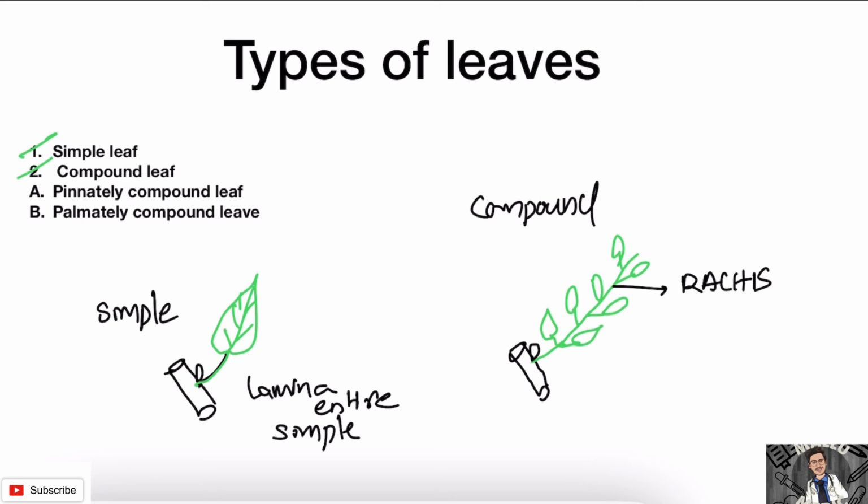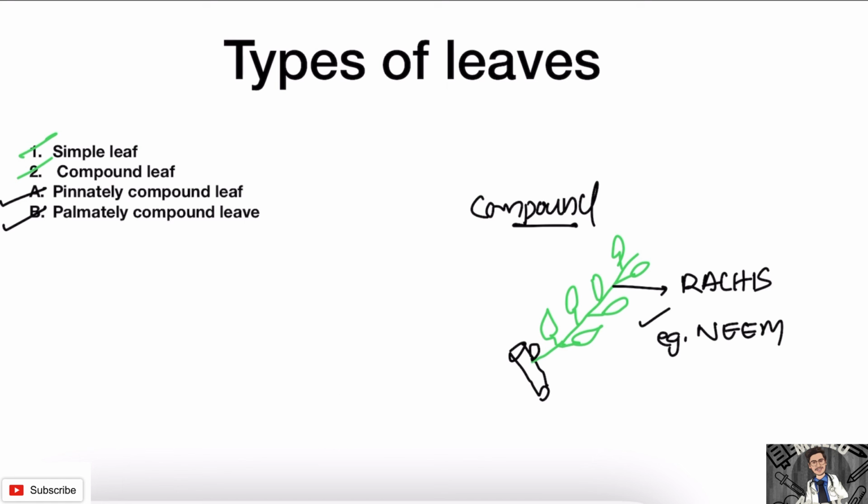So a compound leaf is again divided into pinnately compound and palmately compound leaf. Pinnately compound is something like this. And you have to learn an example, neem. Now let me erase this to save some space.